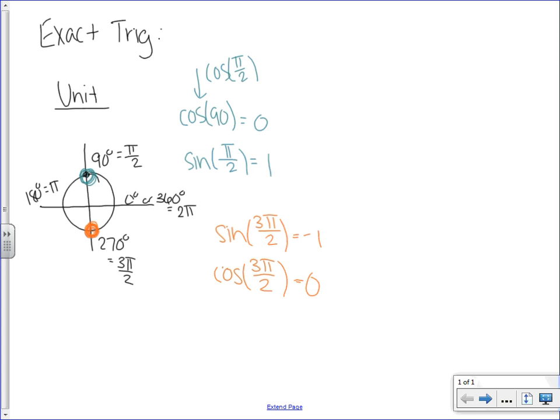Okay, so we can do this at 180, 360, if we keep going around and around and around. So we can do it for 450 degrees, because that's just going around once and then coming back. So we know how to find exact trig values for pretty much anything that's a multiple of 90. Okay, and then we stepped it up a little bit and we used special right triangles.